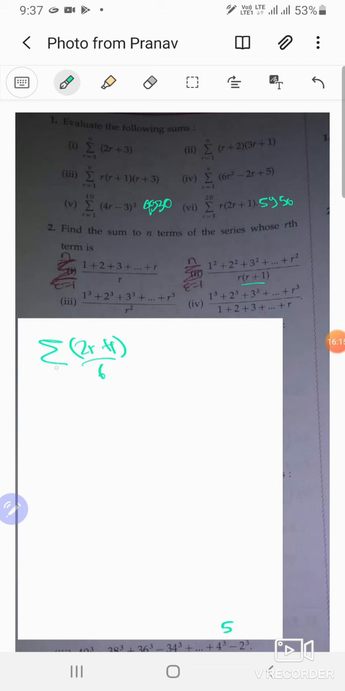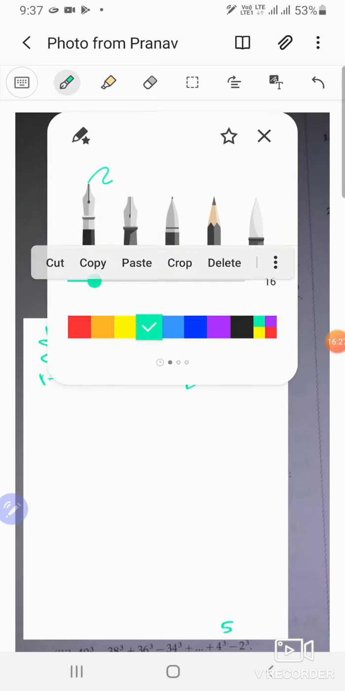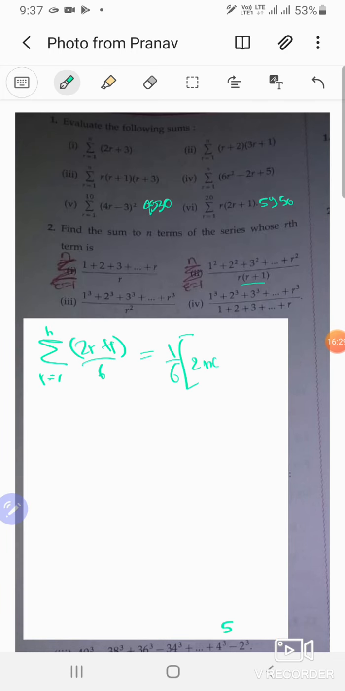And then we sum this from r equals 1 to n. So that's supposed to be 1/6 of 2 times the sum of r, which is n into n plus 1 upon 2. The 2 cancels, and the sum of 1 from 1 to n is n. So this is n by 6 of n plus 2.